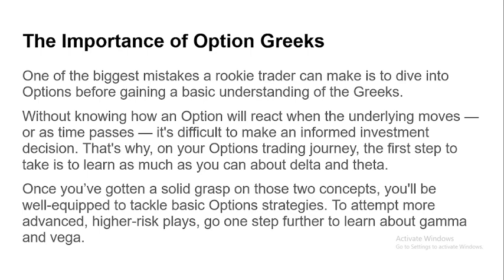That's why on your options trading journey, the first step to take is to learn as much as you can about delta and theta. Once you've gotten a solid grasp of those two concepts, you'll be well equipped to tackle basic option strategies. To attempt more advanced, higher risk plays, go one step further to learn about gamma and vega.